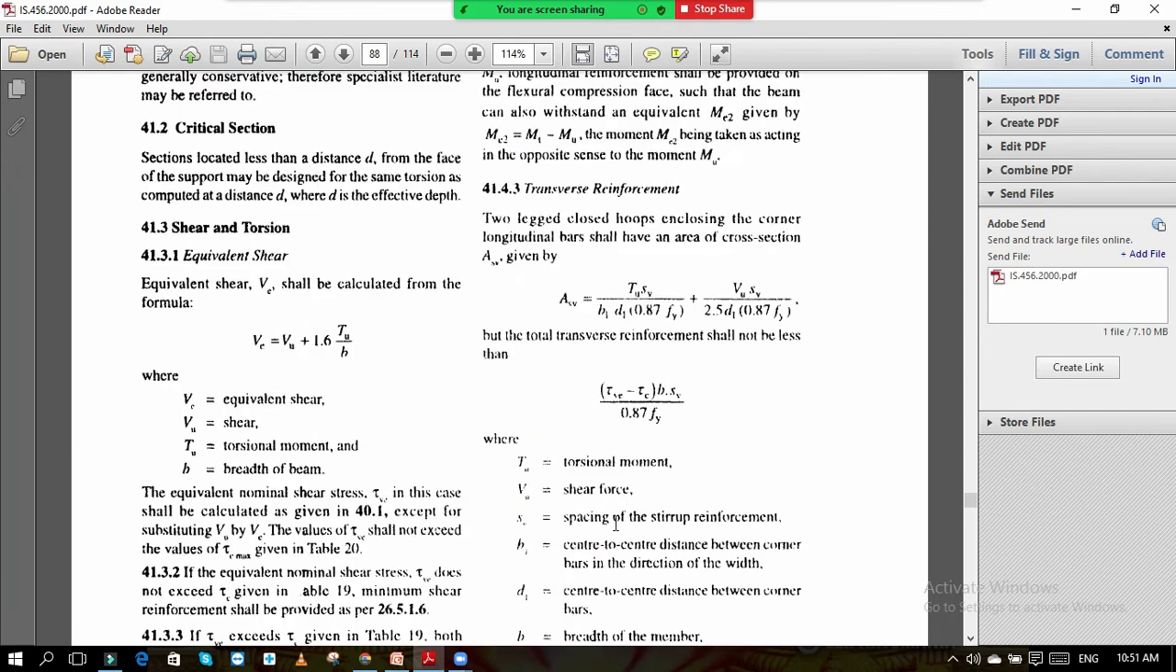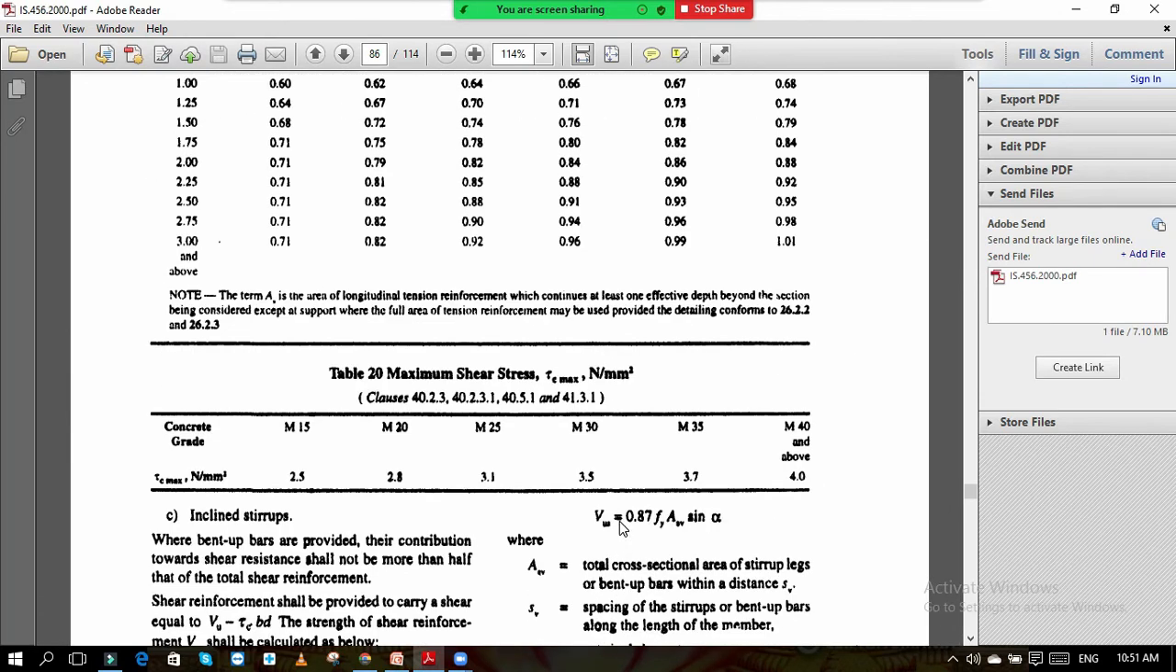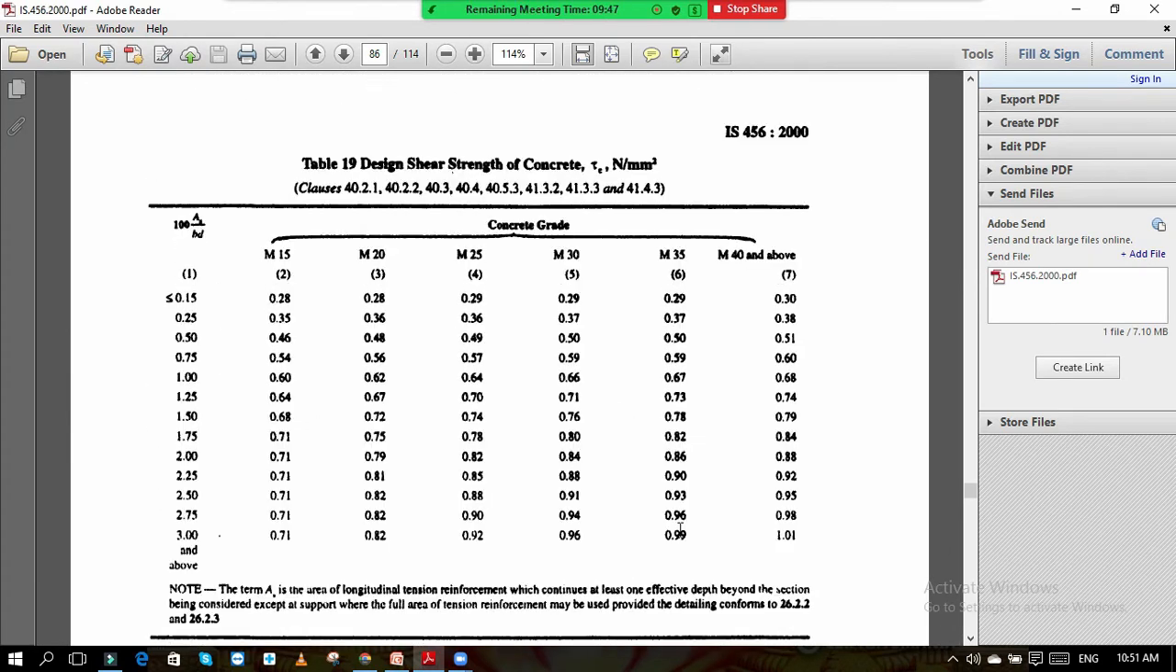Everything is there. And this table is on page number 73, I think. Okay, so on page number 73, this is the table for M15.